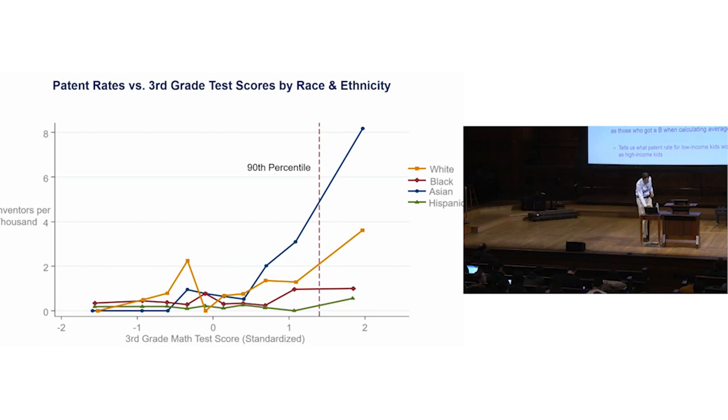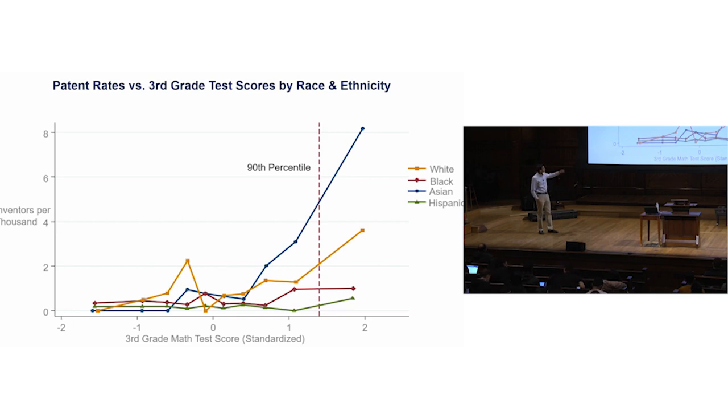Okay. So up to this point, we've been talking about gaps in innovation by parental income. What I want to turn to next is that it's not just about parental income. You actually see a very similar phenomenon in other dimensions as well, in particular by race and ethnicity, and also by gender. So just to show you that with some similar graphs, this is showing you patent rates versus third grade test scores, now cutting the data by race and ethnicity rather than by parental income.